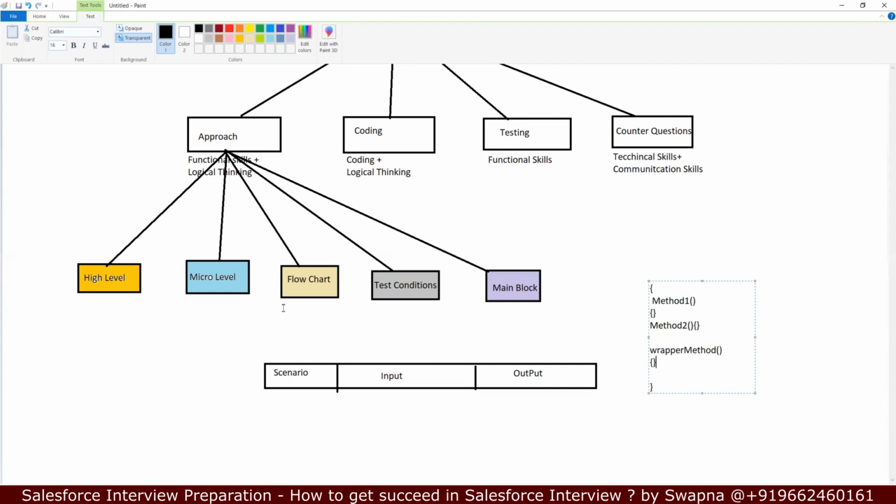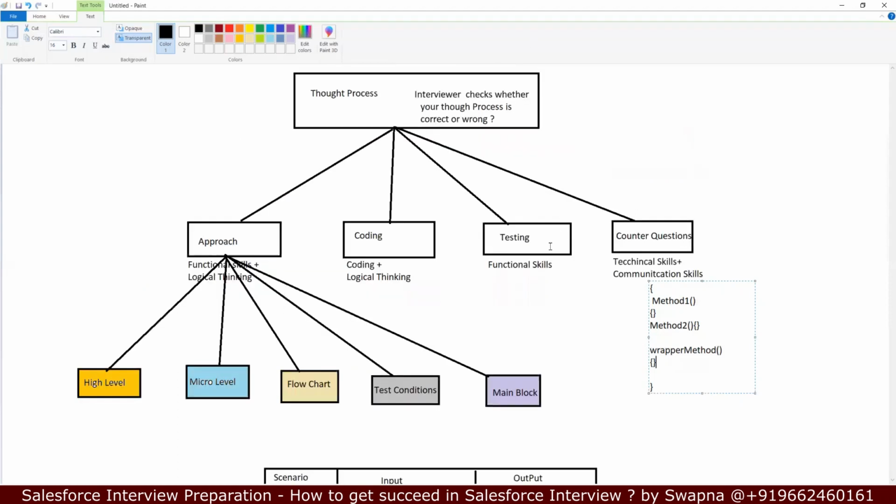Okay, and type the code between the blocks. Whatever code you are thinking of in method one, method two, wrapper method, what are the methods you have? What is the logic that needs to fit in this method? Write only that particular logic. Once we are done with the coding part, the next process is testing.